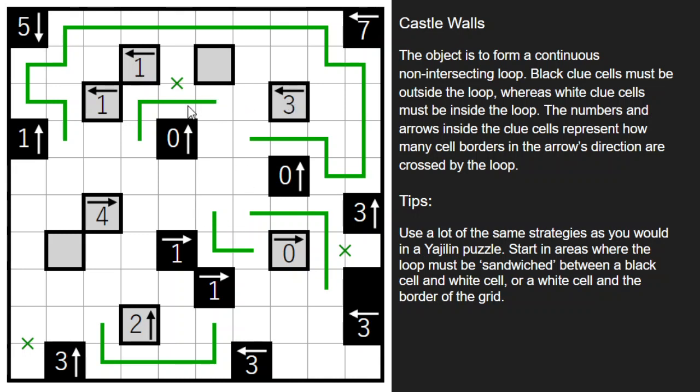This 3, I think we've already solved. 1, 2, 3. Yeah, so we've already crossed 3 vertical lines, so we can't cross that one. So that's now a corner. It must turn down. This cannot turn up, otherwise it'd be a dead end. There's no place for the loop to connect there. So we can cross that out.